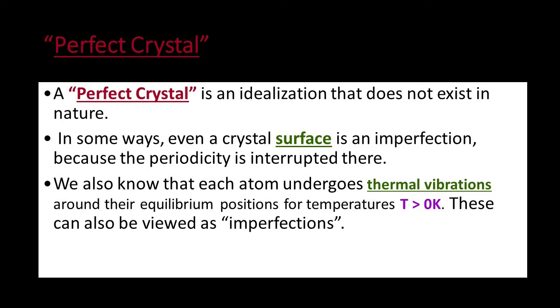What is a perfect crystal? A perfect crystal is an idealization that does not exist in nature. In some ways, even a crystal's surface is an imperfection because the periodicity is interrupted there. We know that each atom undergoes thermal vibration around its equilibrium position for temperature T greater than 0 Kelvin. This can also be viewed as imperfections.